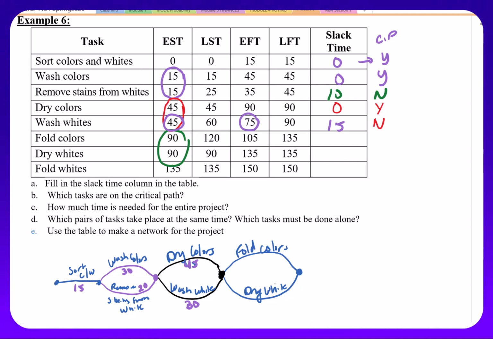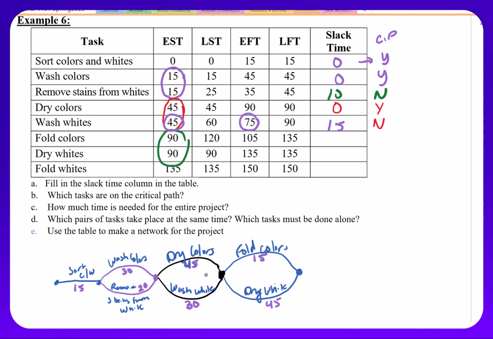So if I look here, again, the earliest finish time for folding my colors is 105 minus 90. So 105 minus 90 should be 15 minutes. And this should make sense. It should take you less time to fold your colors than dry your whites. Drying your whites would be the 135 minus the 90. So 135 minus the 90 should mean that we needed 45 minutes, which actually matches the same amount to dry my colors, which should kind of make sense in that case.